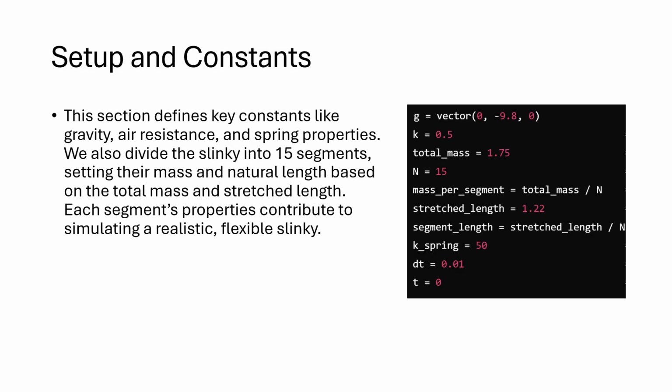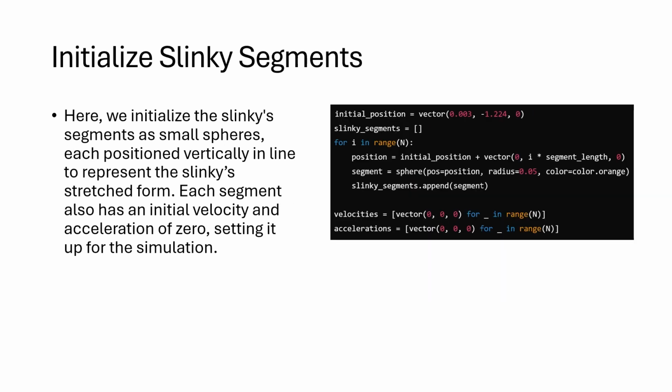So here's the explanation of code. The first bit of code was the setup and the constants. In this section, I divided the Slinky into 15 segments, and I was just setting the mass per segment, the stretch length, the k of the spring, the dt, the initial time, and just setting up constants like g. And then for the second part, I initialized the Slinky segments. I represented the segments of the Slinky as small spheres in order to show how every segment is moving.